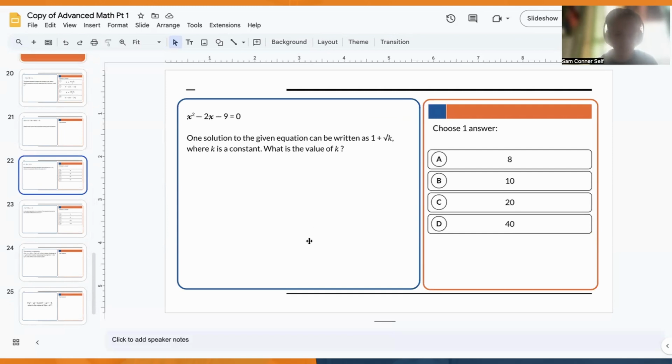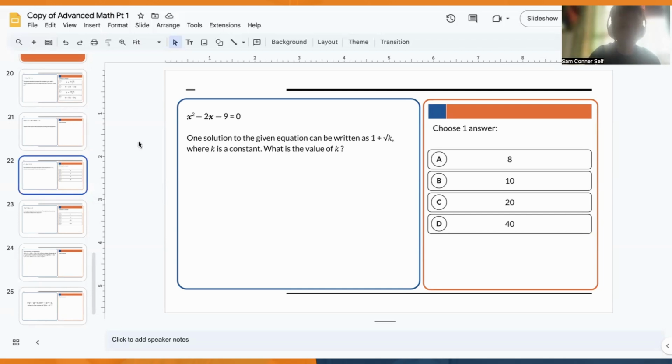Our third practice, so they give us this equation, x squared minus 2x minus 9 is equal to 0. And they say one solution to the given equation can be written as 1 plus the square root of k, where k is a constant. And then they ask us, what is the value of k? So to find this, we are going to have to factor and solve.